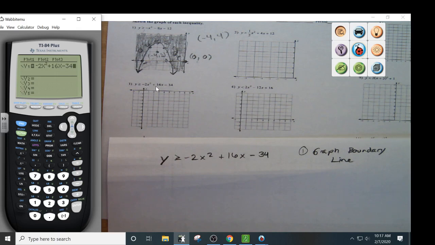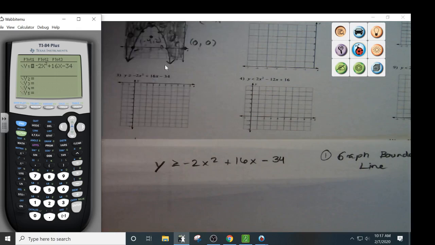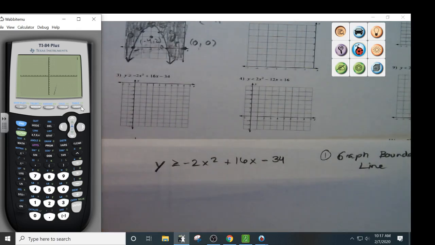Okay, so negative 2x squared plus 16x minus 34. If I graph that, all right, now, the best thing to do, guys, to graph this thing is find your vertex and graph around it. Okay? So now we're going to go find our vertex, second trace. It's going to be a maximum.